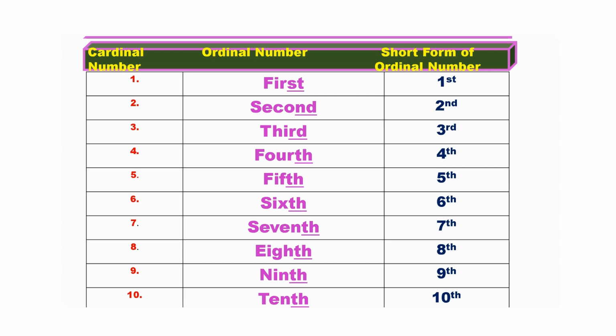Now E-I-G-H-T-H. Eighth. Now write number 8 and TH. N-I-N-T-H. Ninth and write number 9 and TH. T-E-N-T-H. Tenth and number 10 and TH. So this is the way we write the numbers, and that is ordinal number in words and in figures.